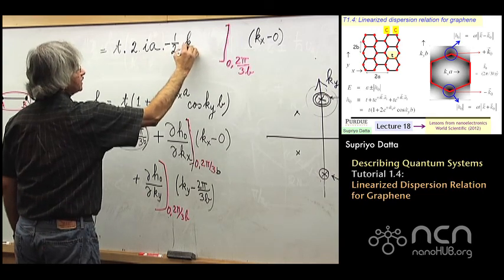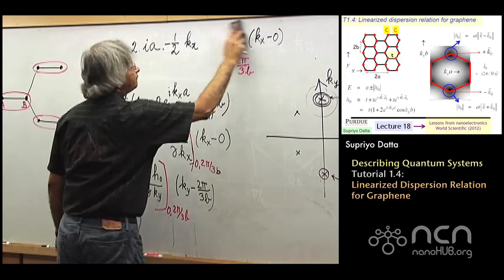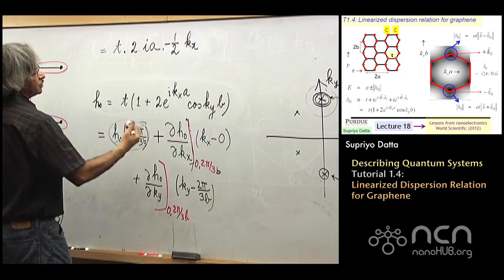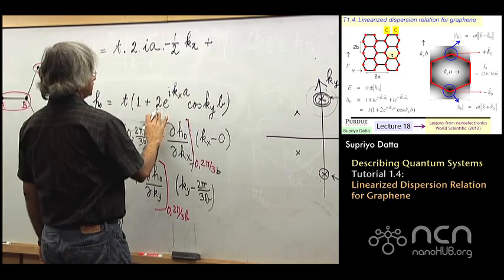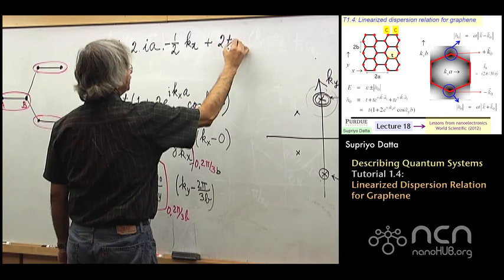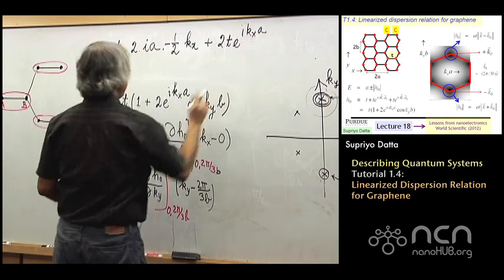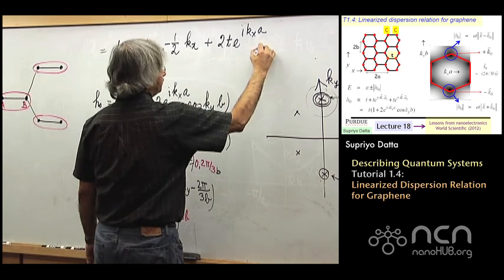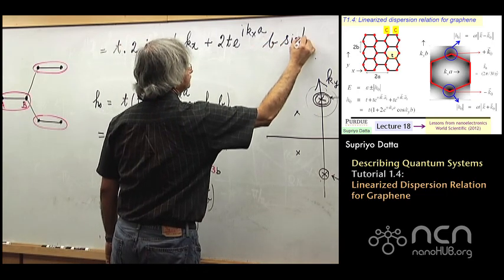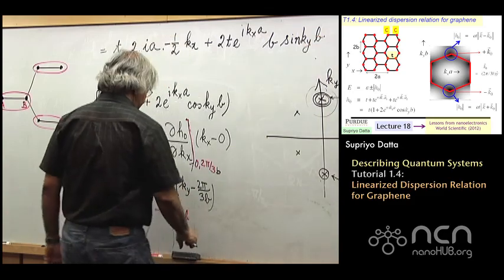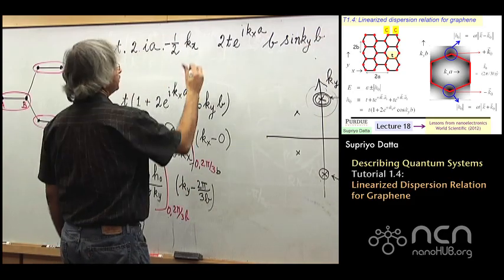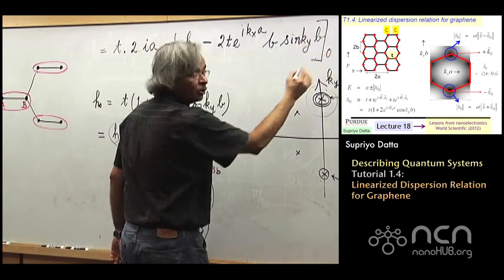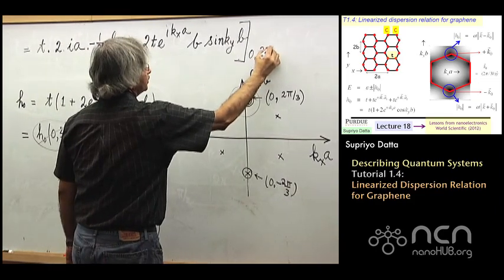And then times kx. So that's the first term. We're done. Now for the second term, I need to take the derivative with respect to ky. So now what I'll get is plus, again the second term really, 2t e to the power i kxa, and then I'm taking the derivative with respect to ky, so I get b times sine kyb, with a minus sign, because when I take the derivative of cosine it is minus sine. And this quantity again, I need to evaluate at 0, 2 pi over 3b.